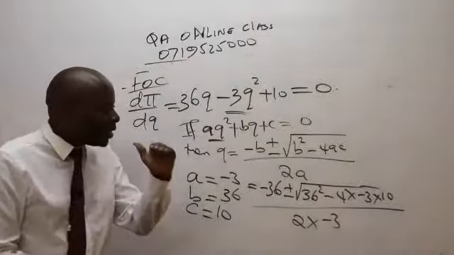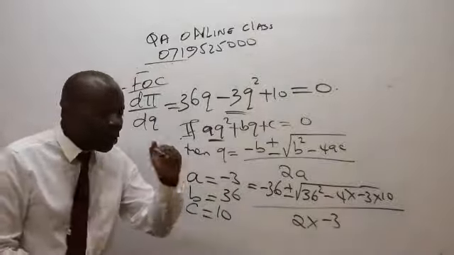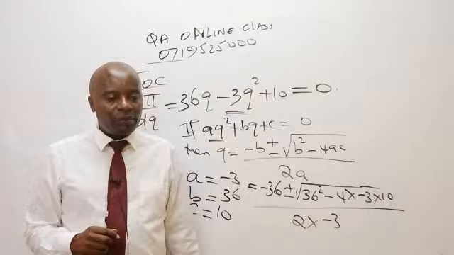Now, I would want you, great students of mine, to do me a favor. Please, using your calculators, say 36 squared minus 4 times minus 3 times 10. Whatever you get, you take the square root of that particular number. 36 squared minus 4 times minus 3 times 10 equals, and then whatever you get, you say square root. You give me an answer. I'm so sure you guys have your calculators there.